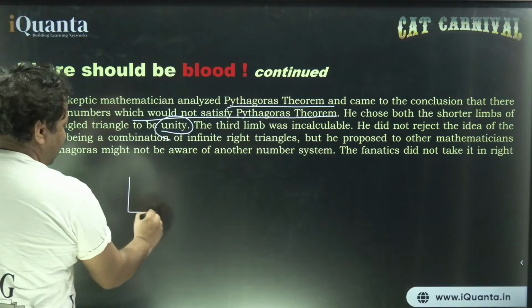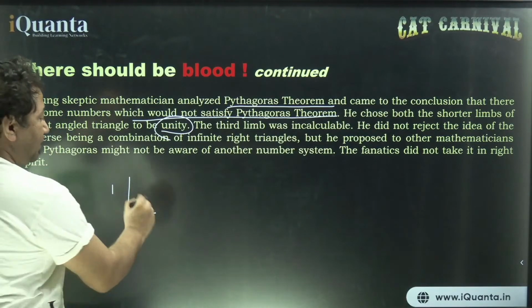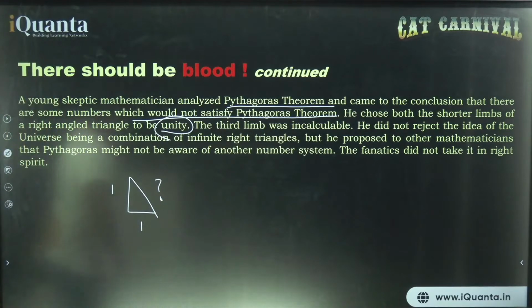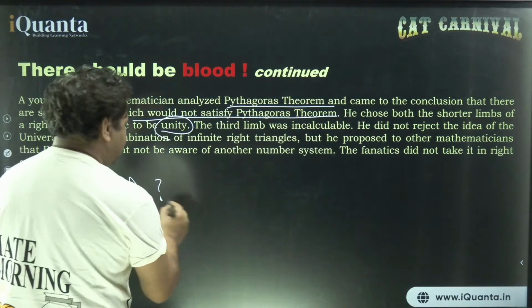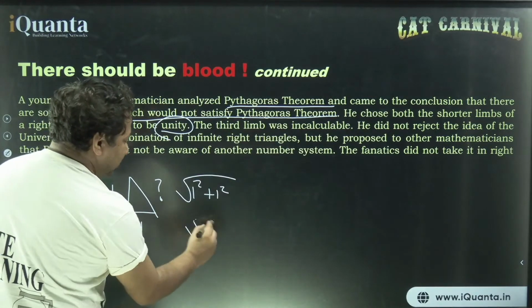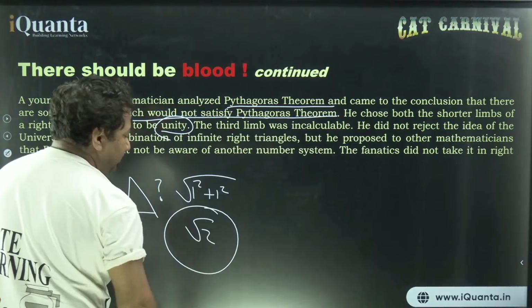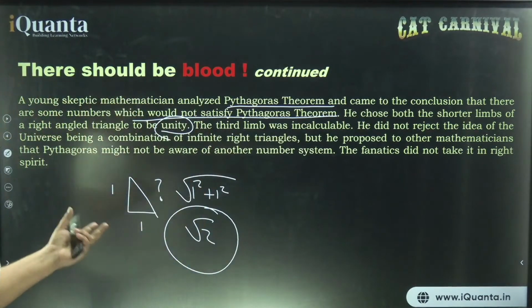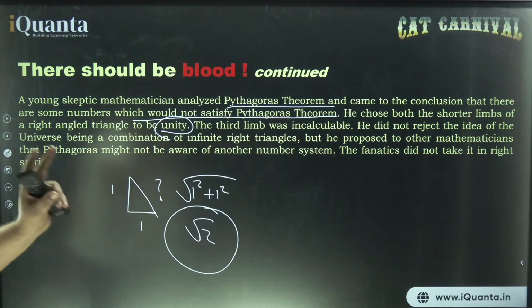उन्होंने बोला चलो दोनों को वन वन मान लेते हैं. The third limb was incalculable. It was incalculable because through Pythagoras theorem, this should be the square root of 1 square plus 1 square, or I can say square root of 2. Now this number was not even existing at that time. उस time सिर्फ natural numbers ही थे.